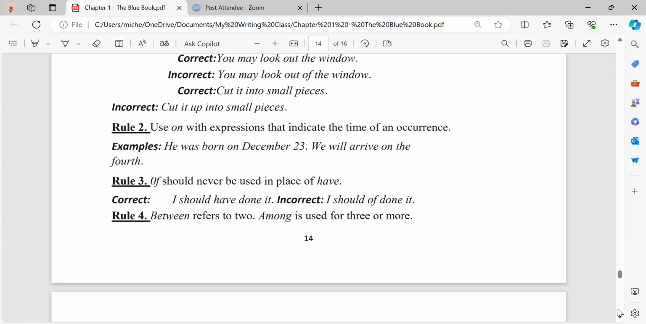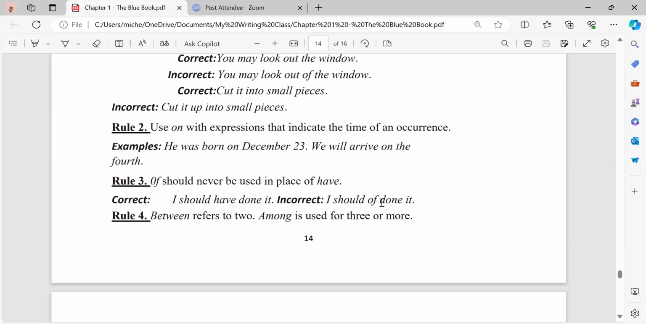So now we have rule number two: use "on" with expressions that indicate the time of an occurrence. He was born on December 23. We will arrive on the 4th. So remember that every time we are trying to indicate the time of an occurrence, meaning when something happened, like at that time, we use the expression "on". He was born on December, and we will arrive on the 4th.